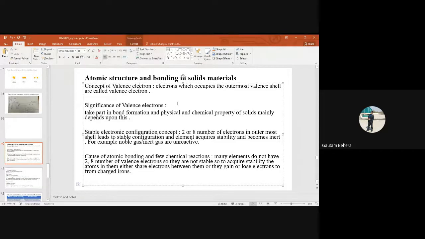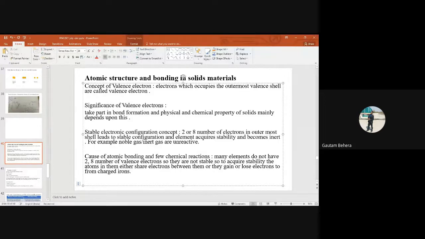What is the significance of valence electrons? The significance of valence electrons is that they take part in bond formation. So during bond formation, these valence electrons play a role because they take part in the bonding. And the physical and chemical properties of solids also depend upon these valence electrons, right?